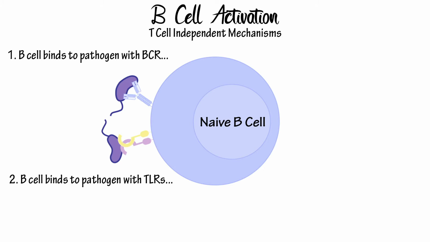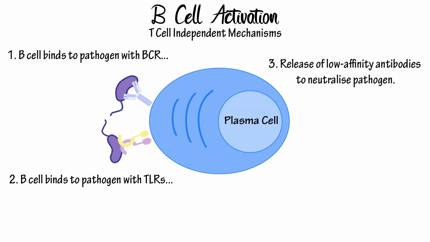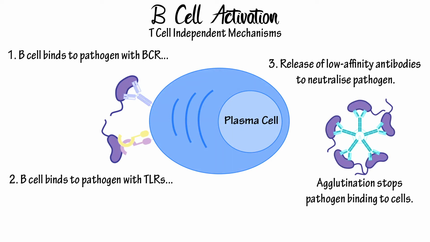So binding from both receptors triggers the B cell to turn into a plasma cell and automatically release antibodies to neutralize that pathogen. Now these antibodies don't have the highest affinity, but the hope is that they can make the pathogen ineffectual. Usually the antibody IgM is released, and it's released as a pentamer, so it agglutinates the pathogen and stops them binding to other cells, but it can also recruit complement.